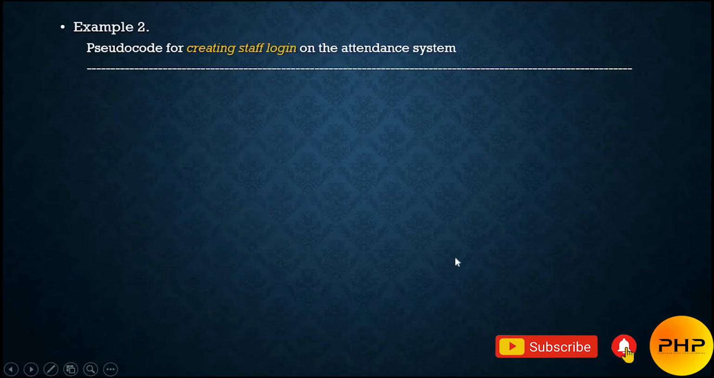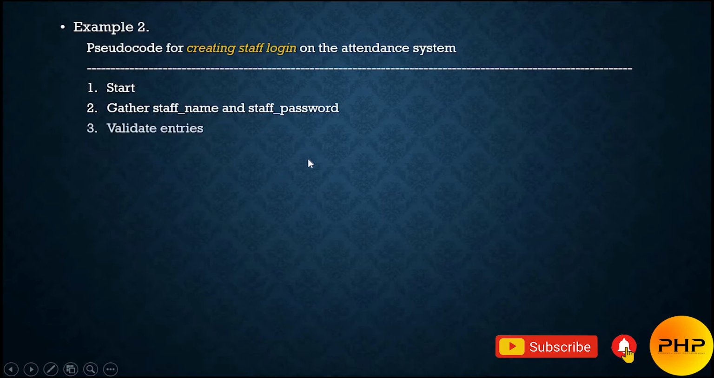So here is example two. Example two is to create pseudocode for staff login on the staff attendance, and we will use a nested if. Here is how a nested if works, so you apply it in the pseudocode. You start. You request the staff name and password, the username, and you get that staff name. Then you validate that the entries are correct.